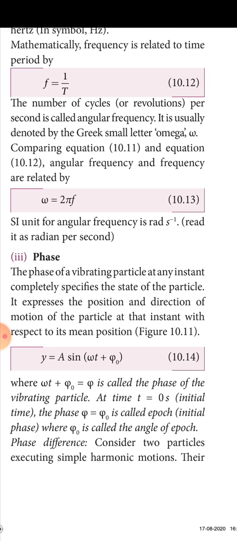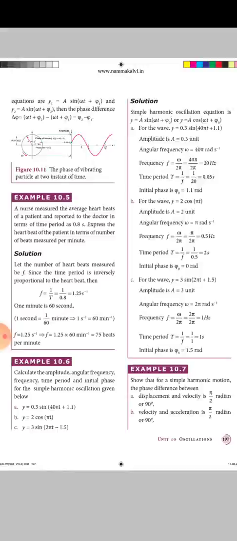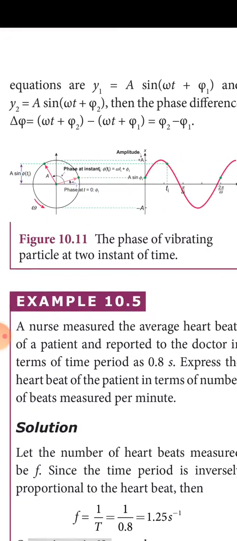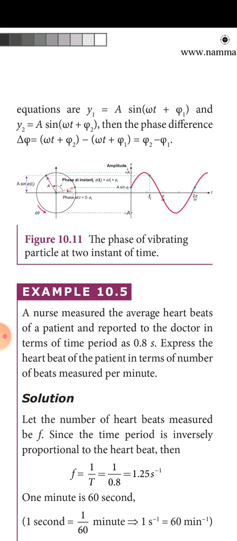And phase difference. Consider two particles executing simple harmonic motion. The equations are related as y1 equal to a sin of omega t plus phi 1 and y2 equal to a sin of omega t plus phi 2. So the phase difference del phi equal to omega t plus phi 2 minus omega t plus phi 1. We get the phase difference between both the equations y1 and y2 as phi 2 minus phi 1.